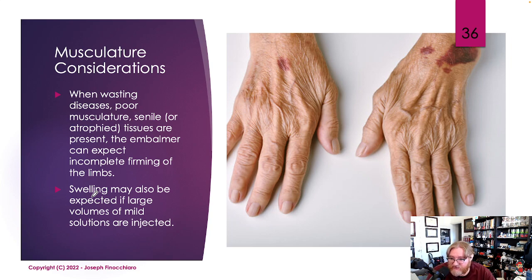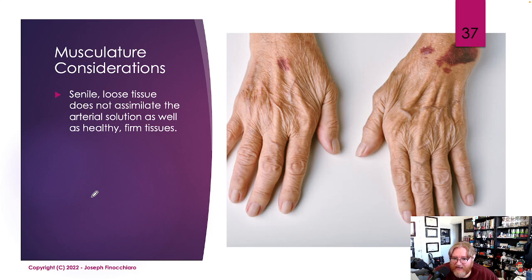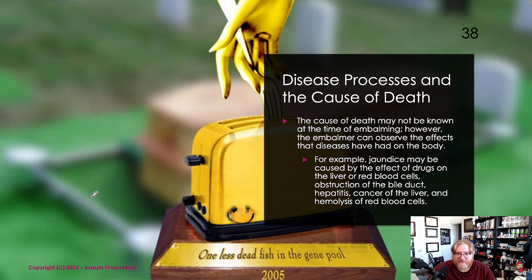When wasting diseases, poor musculature, senile, or atrophied tissues are present, the embalmer can expect incomplete firming of the limbs. If the muscles are in bad condition, even if you're using a very firm fluid, you might not get the results that you expect. And swelling may also be expected if large volumes of mild solutions are injected, which is an opposite problem. Senile, loose tissue does not assimilate the arterial solution as well as healthy, firm tissues.